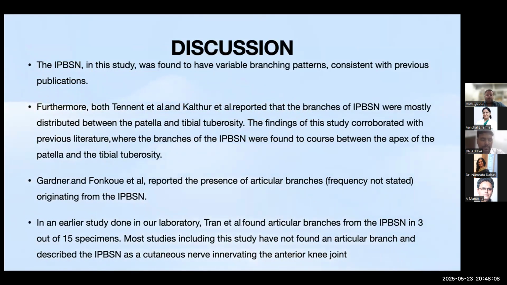And most of the studies, including the study which they published, have not found any articular branch and described the infrapatellar branch as a cutaneous nerve innervating the anterior knee. So this controversy has been there for many years, but in this cadaveric study, they found that the infrapatellar branch is mainly a cutaneous branch, and ablation of this nerve mainly helps in post TKR patients.